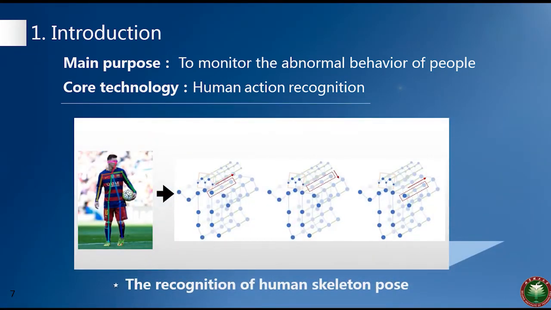The second one is the recognition of human skeleton pose. This method generally estimates the skeleton pose of human first, then detects the coordinates of skeleton key points, and finally classifies the human actions, which is often used for sport action recognition.